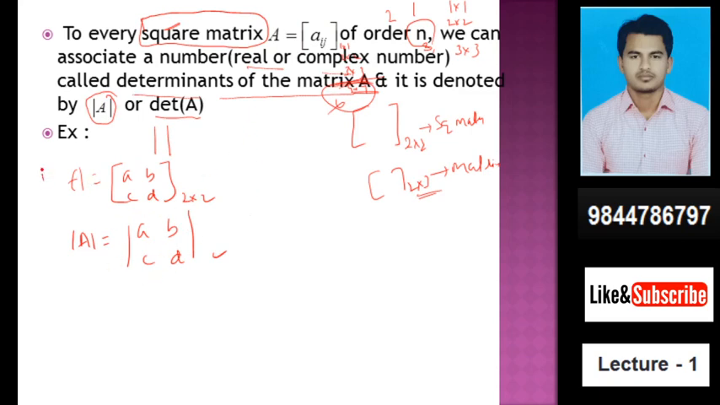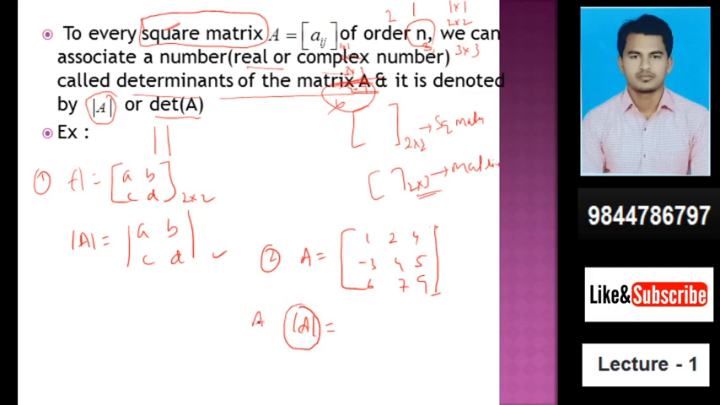Again, one more example. Example number 2. A is equal to, just I will take the matrix 1, 2, 4, minus 3, 4, 5, 6, 7, 9. This is our matrix. But I am going to make it a determinant. It means symbolically we should write the determinant here. Don't write A. If you write A, this is a matrix. It is not a determinant.